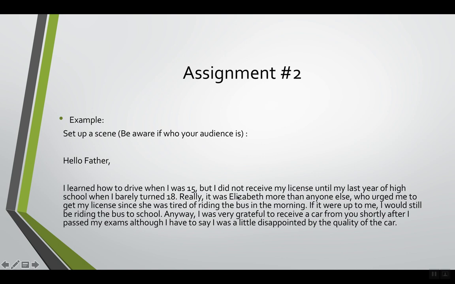I say that because my father appreciates that sort of integrity, right? He appreciates that, hey, it's not that I don't want to drive, it's just that I could save gas and money by just taking the bus to school. And again, this is how I'm appealing to my father. Anyway, I was very grateful to receive a car from you shortly after passing my exams, although I have to say I was a little disappointed in the quality of the car.